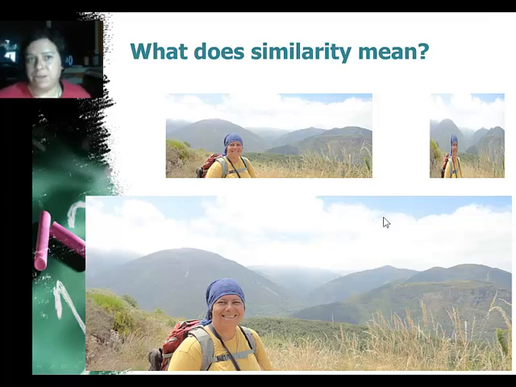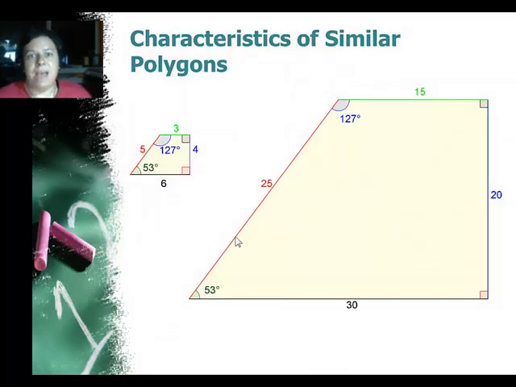So now let's bring it into geometry. I've got two similar polygons here, and what can we find out by looking at these two similar polygons? First of all, let's look at the angles. This angle is 53 degrees on the lower left, as is that angle, the green angles. The two blue angles are both 127 degrees, the corresponding angles there. And then the other two corresponding angles are 90 degrees.